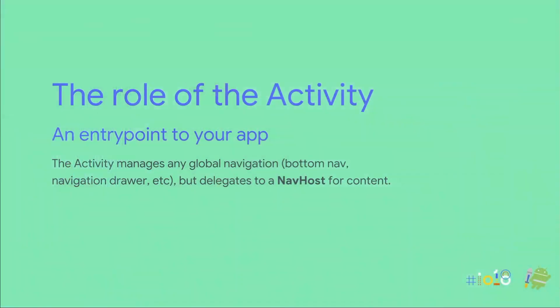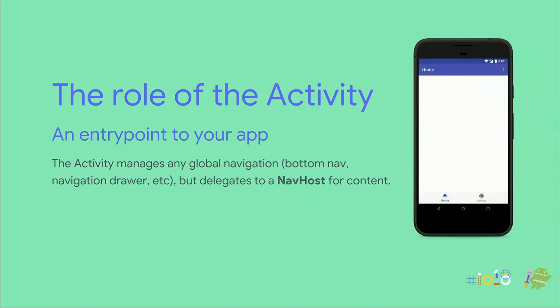But we're moving towards a model where the activity is more just an entry point into your app, rather than the owner of the content of your app. It's actually just what's going to store that global state. So the global navigation, if you have bottom nav, navigation drawers, or an action bar, those are the kinds of things that activities manage. But it delegates to what we call a nav host for content. So in our simple activity here, we have an action bar on the top, a bottom nav on the bottom, and this big white box in the middle, that's our nav host.